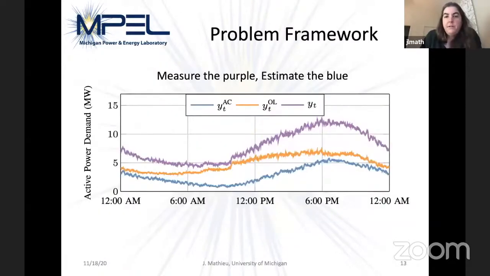So here's the framework for the problem. The text at the top summarizes it very briefly. We get to measure the purple, which is the load at the feeder, and we're estimating the blue, which is the air conditioner load in the network, because that's the information we want to use in our control algorithm. The orange is the rest of the load in the feeder. So you add the orange and the blue, you get the purple. So in this very simple setting, we're just taking one measurement and pulling it apart into two estimates. If you just look at this at a snapshot in time, you don't have enough information to do that. But if you know something about the dynamics of your system, then you can more effectively pull these things apart.